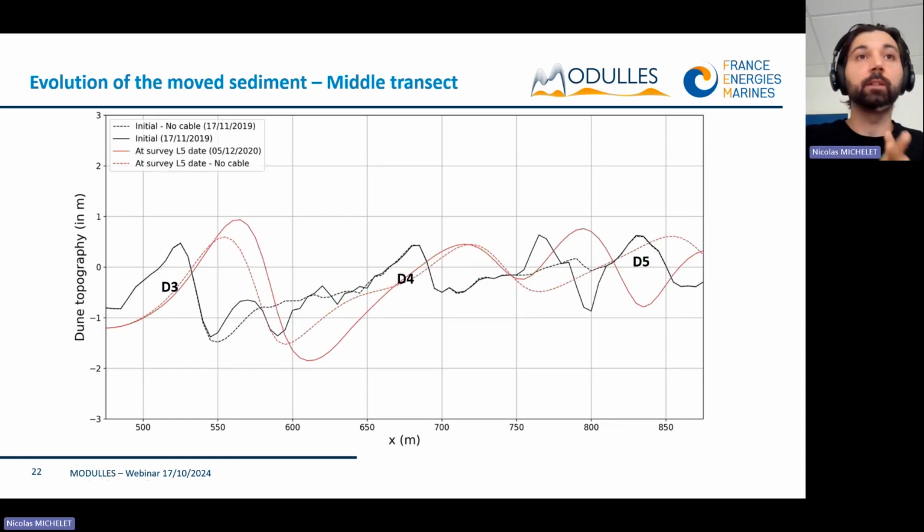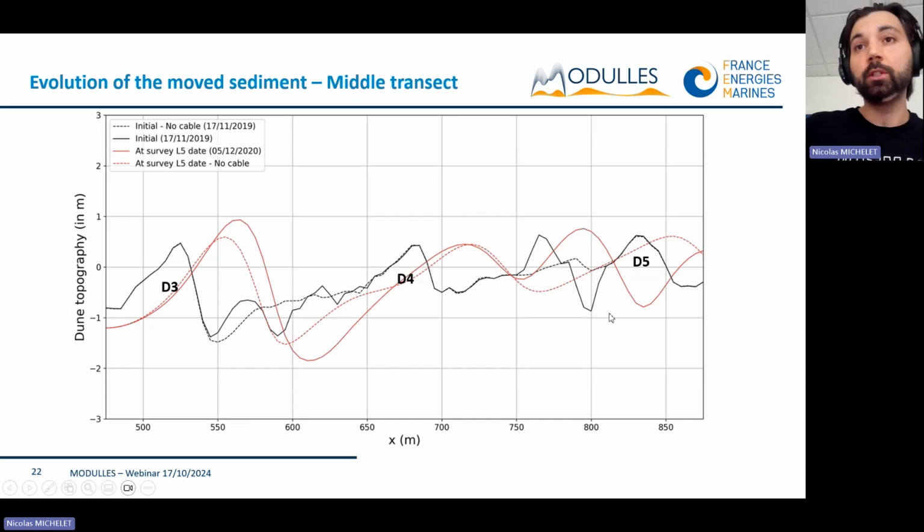And when we look at what happened after 1 year, and compare the results with the cable in the plain line and without the cable in dash line, we can see that indeed the D3 dune is larger than it is in the baseline case. So it has absorbed the deposit.